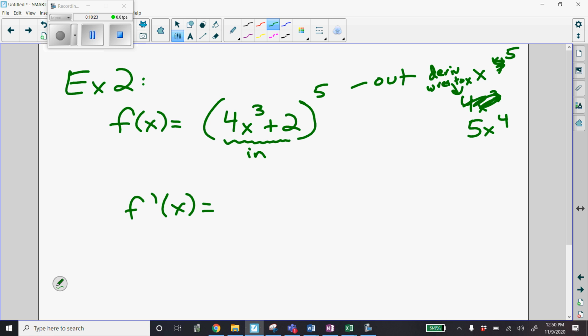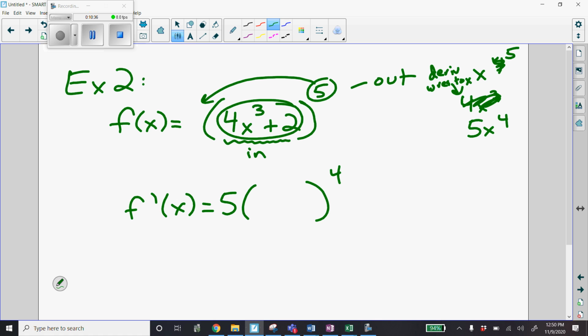So here's how I think about it. Just picture this whole thing like a big x. What would my derivative be? Well, I'd take this 5 and multiply it up front, and I'd get 5 times something to the fourth power. What's important to understand is that the inside is what we're doing the derivative with respect to, so it should just be copied down as 4x cubed plus 2. This is the derivative of the outside with respect to the inside.